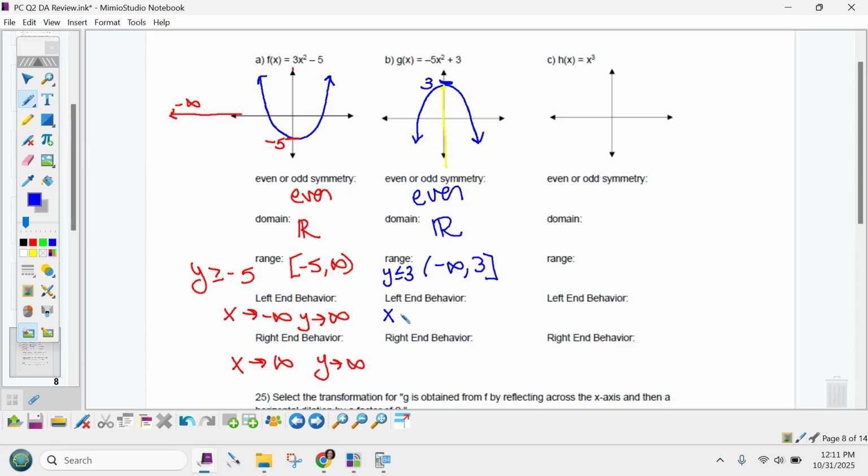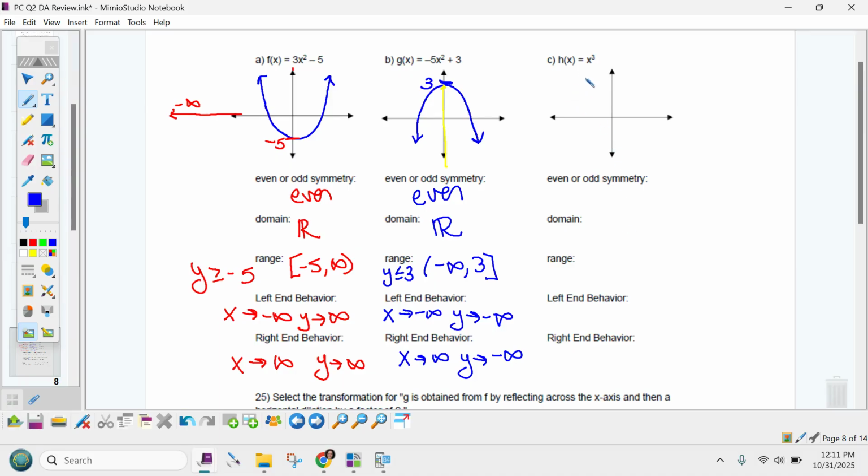End behavior left, x goes to negative infinity, y goes to. So as x goes to negative infinity, y is also going to negative infinity. Right end behavior, x goes to infinity, y goes to also negative infinity down on the right.